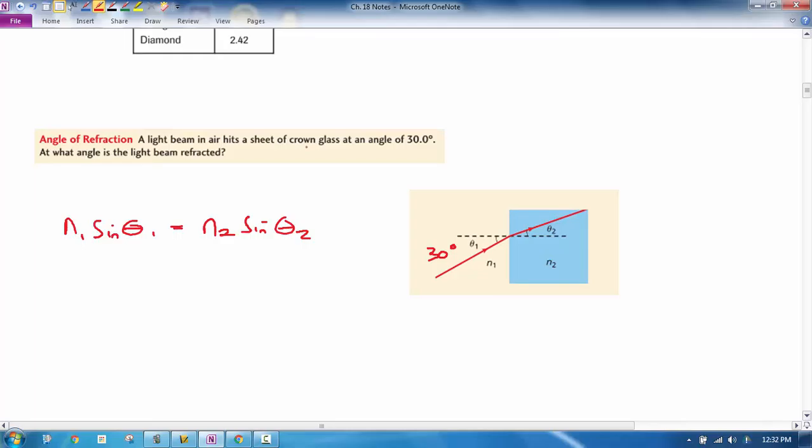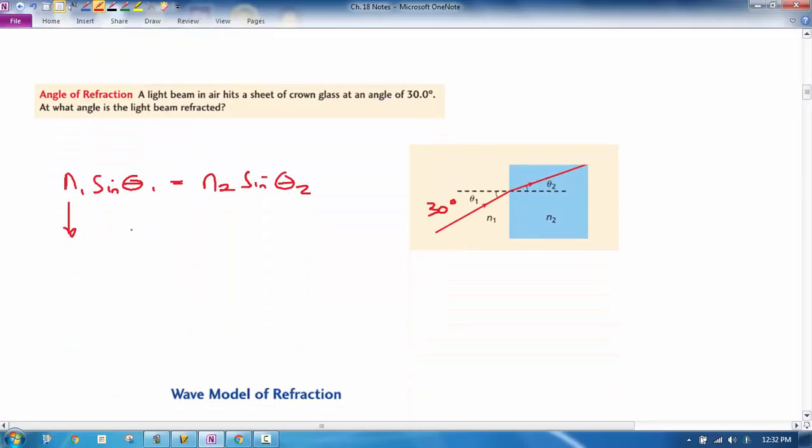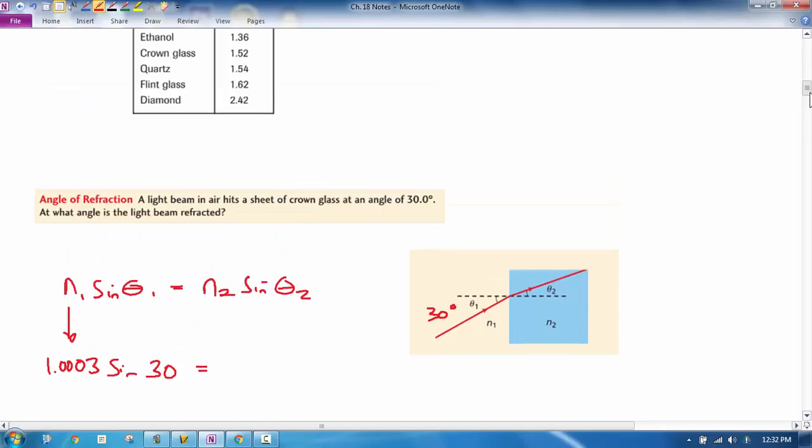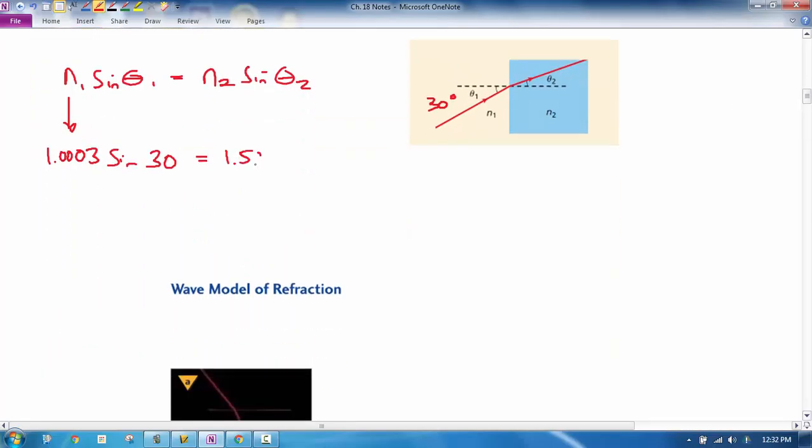Now we do need to know the indices of refraction, so we're going into crown glass, and I'm assuming we're coming from air. So we'll use air for n1. That index of refraction from this table up here is 1.0003. And then we have the sine of the first angle, which we said was 30 degrees, equals n2, which is crown glass, 1.52, times the sine of theta 2.